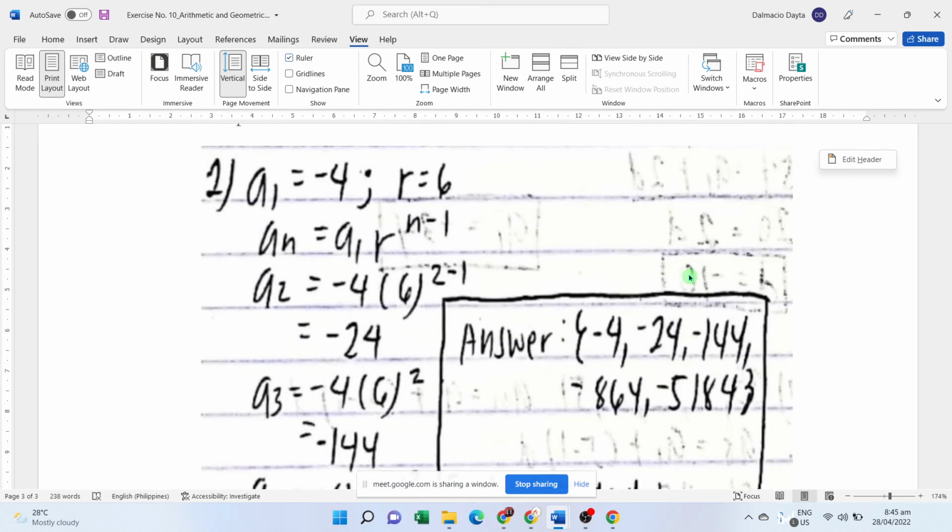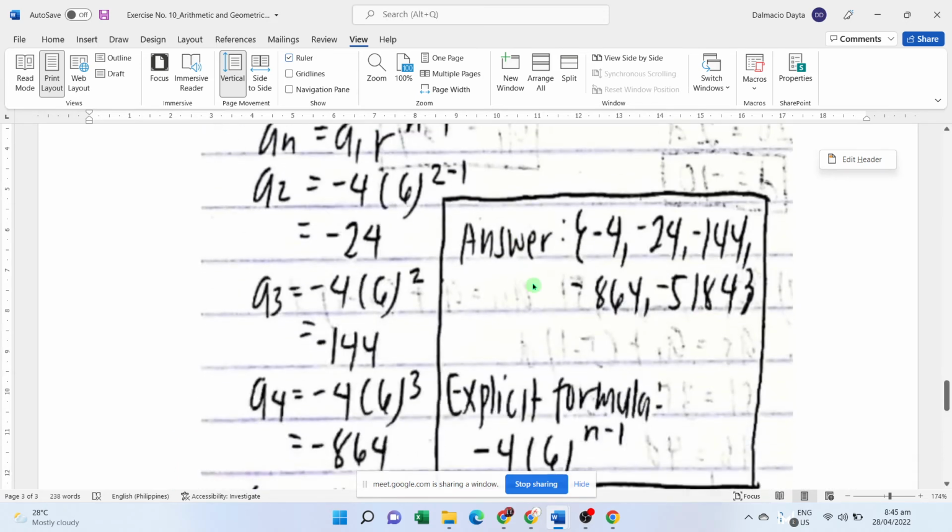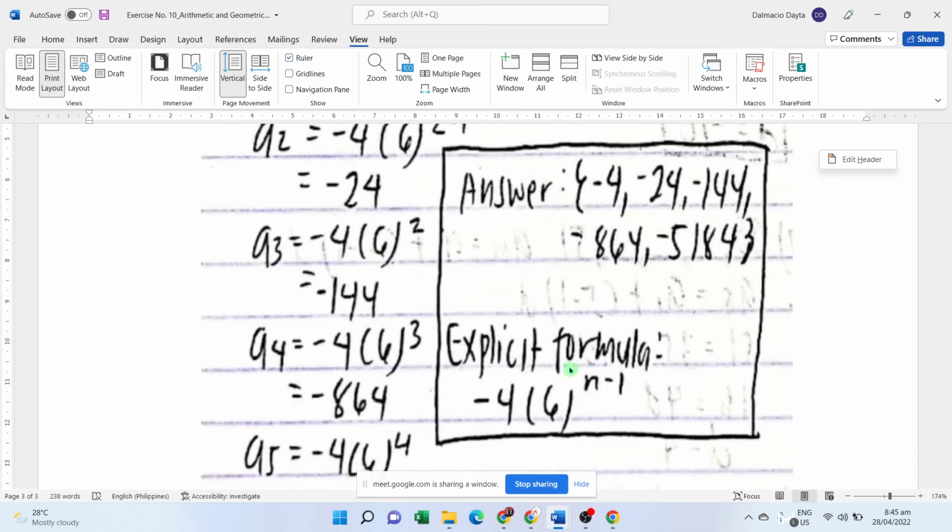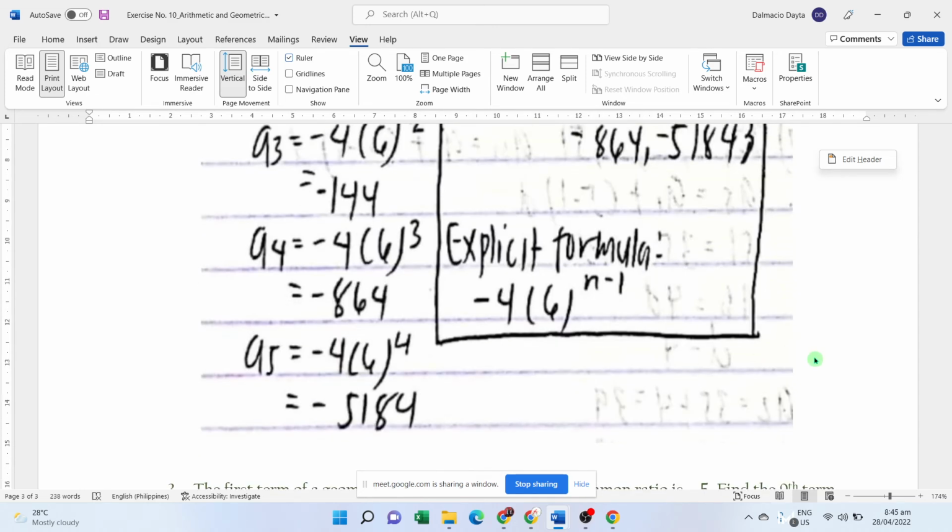Okay. Since the first term is negative 4 and the common ratio is 6, this is your formula. And then again, to make this an explicit formula, now this is from the geometric sequence formula. Tama? We can simplify this further, no? If we will simplify the exponent.